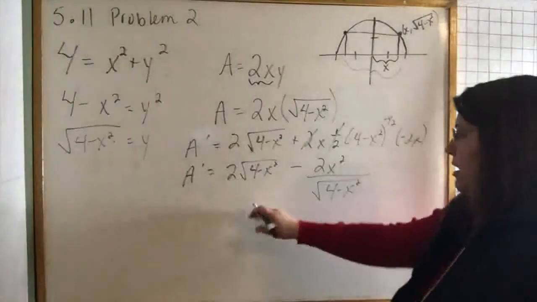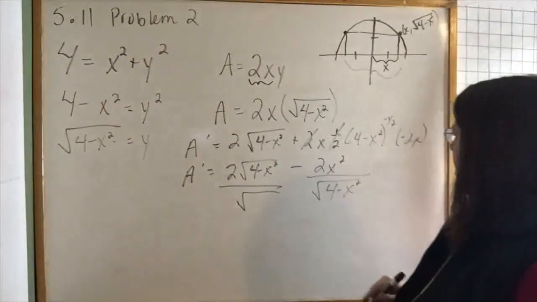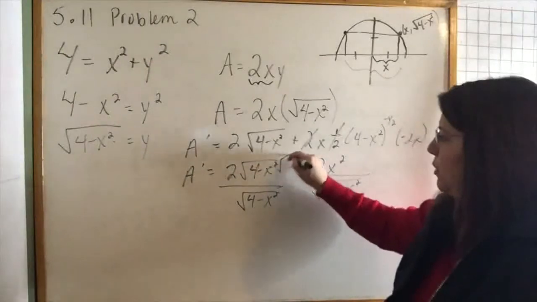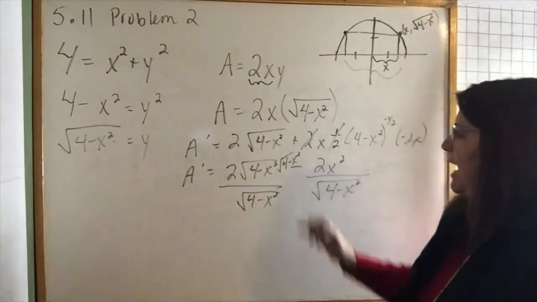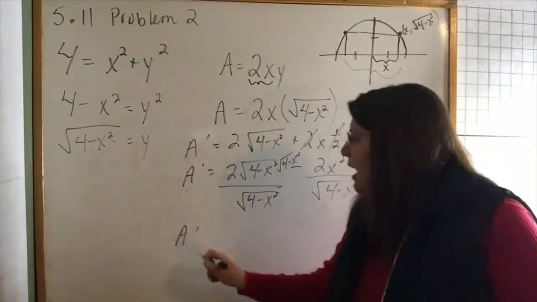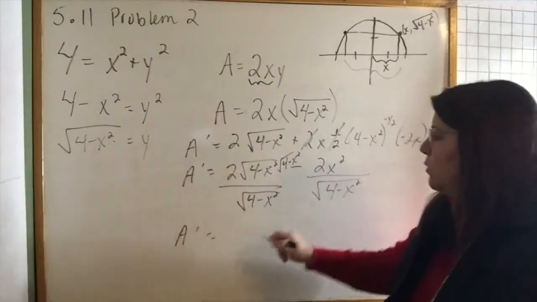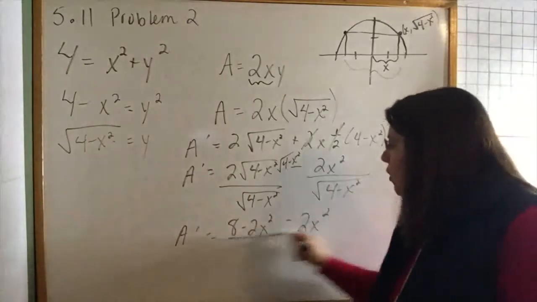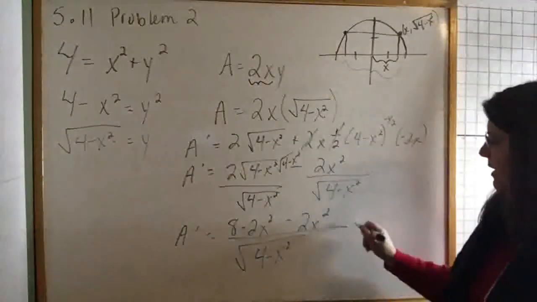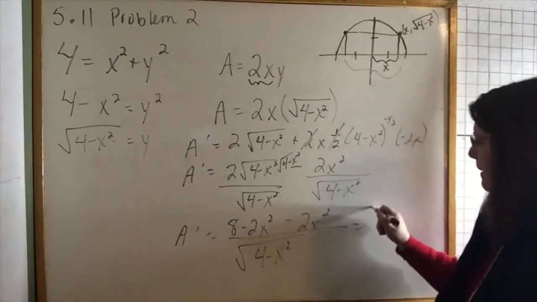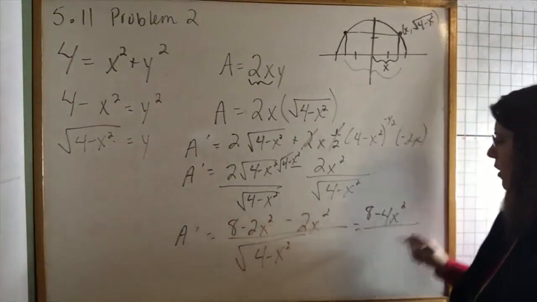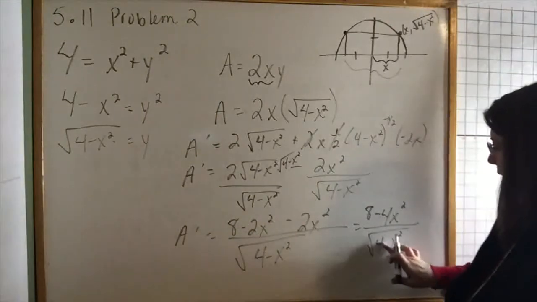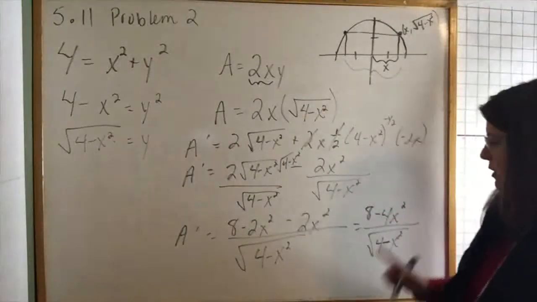I need to get a common denominator here. So I'm going to put a square root of 4 minus x squared on the bottom. If I put one on the bottom, I have to put one on top as well, 4 minus x squared. When I do that, that gets rid of the square root. So I've got A prime equals 2 times 4 minus x squared, which would be 8 minus 2x squared minus 2x squared all over my denominator. Okay, and so if I simplify that a little bit, I've got 8 minus 4x squared all over the square root of 4 minus x squared as my A prime. Okay, so there's my A prime. I'm going to erase this, make some room so that we can go from there.